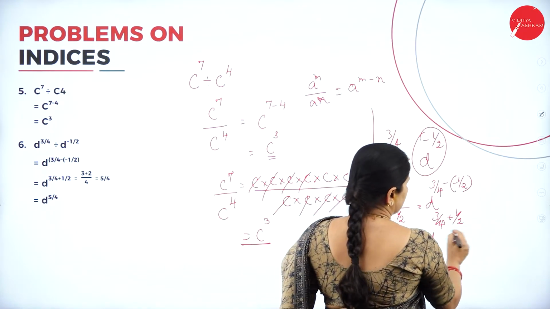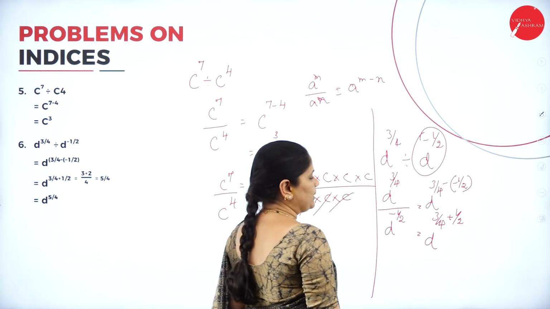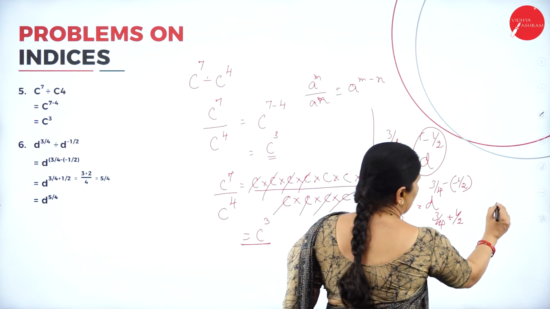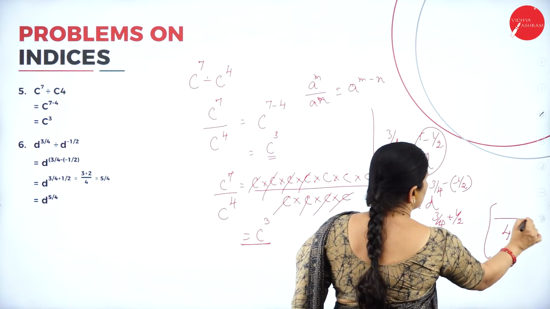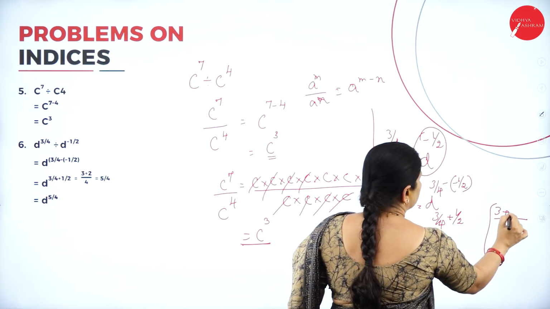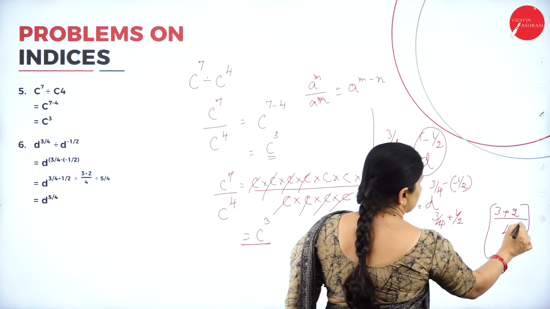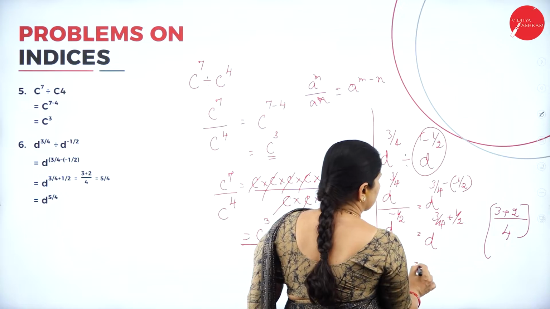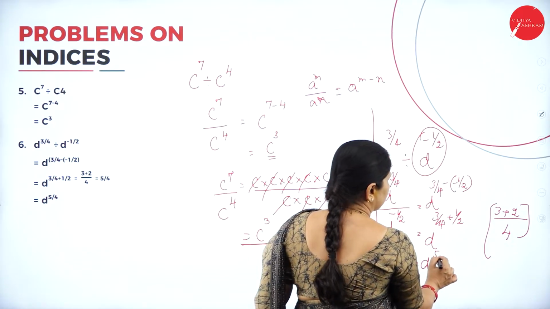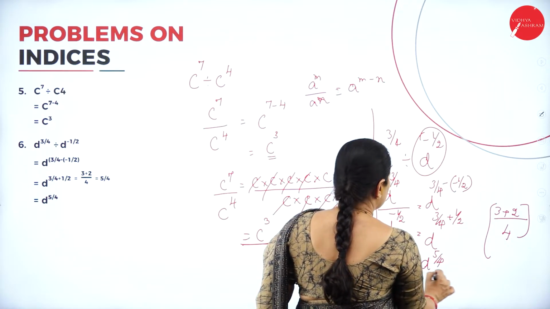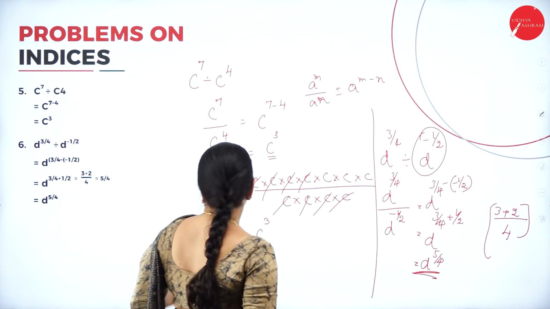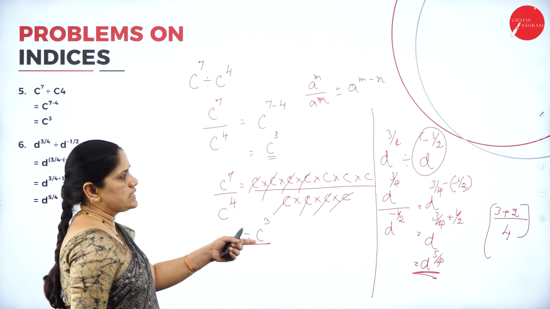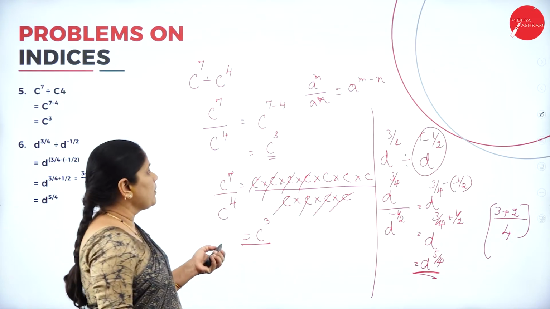Now, we will just take the common denominator here. So, I'll take the common denominator as 4. So, it will be 3 plus 2. So, 3 plus 2 is 5. So, this will be equal to d to the power of 5 by 4. So, this is the answer. So, d to the power of 5 by 4 is the answer for this problem.